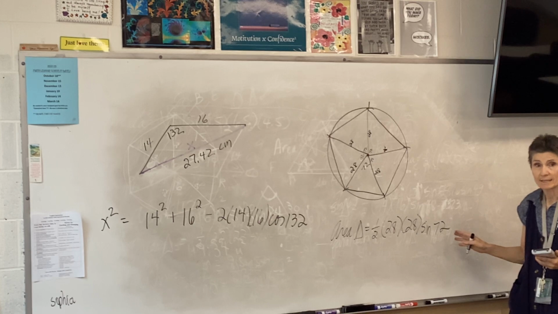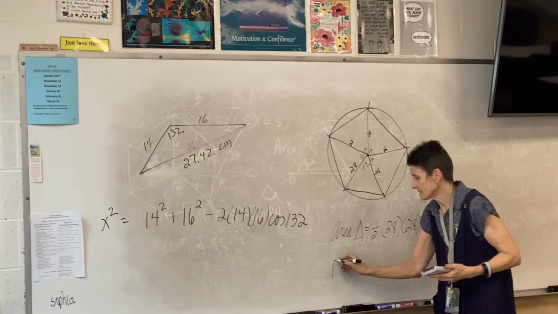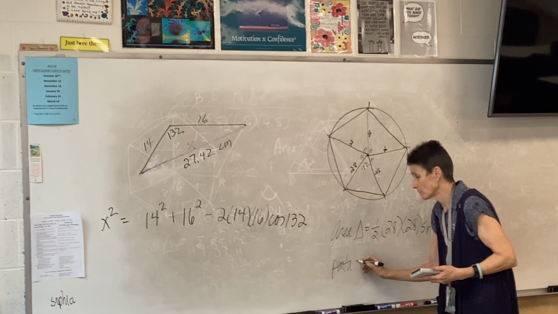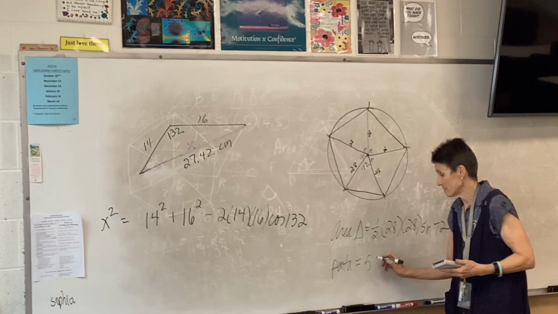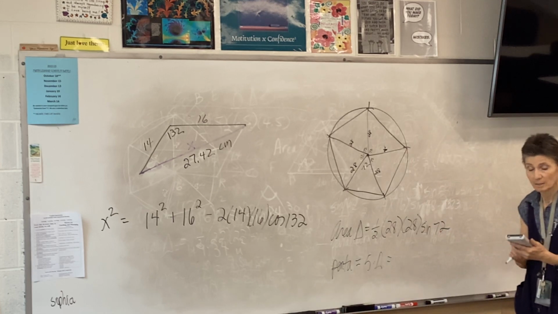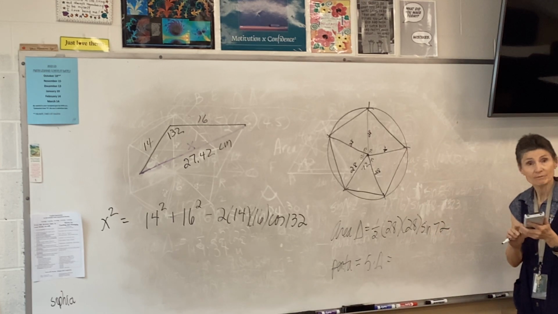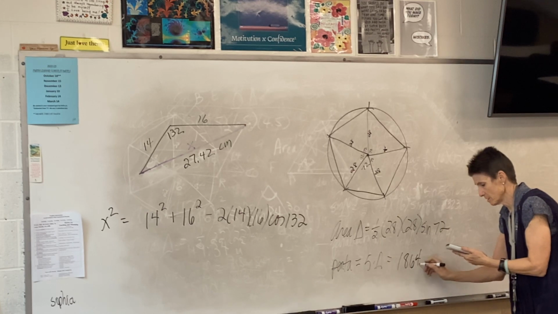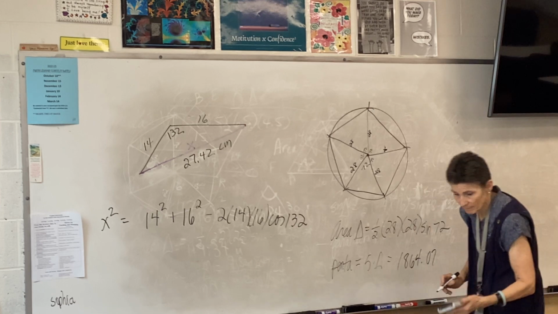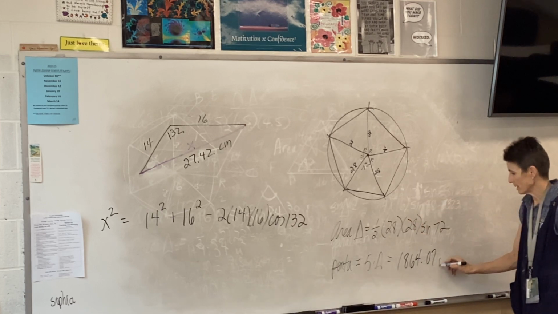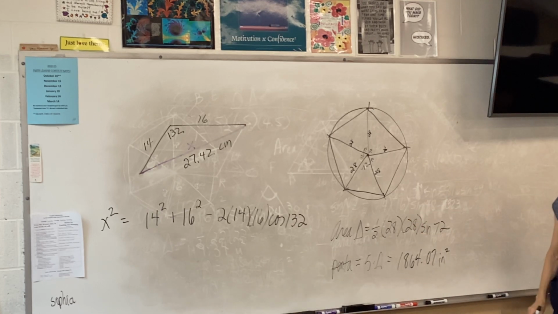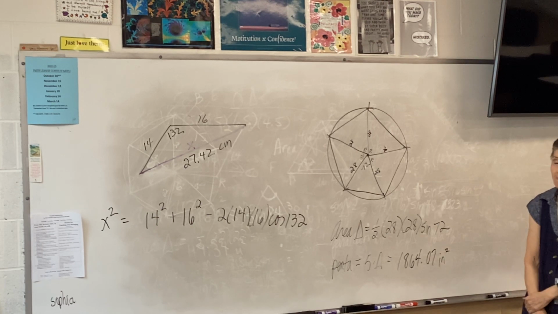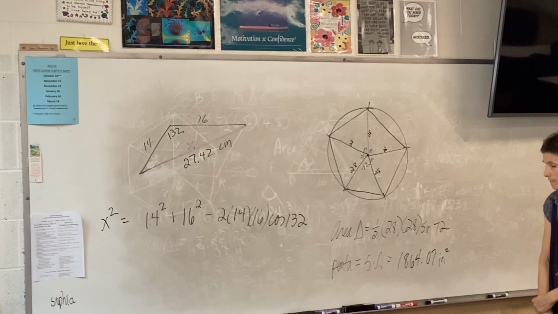That's my triangle. My pentagon, which is what I really want, is going to be 5 times my triangle. So I'm just going to hit times 5. And it's 1864.07 inches squared. There is the area of your pentagon.